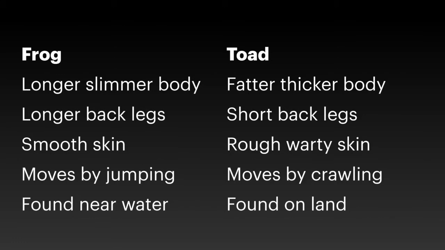Frogs tend to have smooth skin with a lighter color, and toads have rough, warty skin and tend to be darker colored. The reason the frog has those longer legs, it moves by jumping, whereas the toad generally moves by crawling along. And frogs are generally found near the water. They need the water to live, whereas toads are generally found on land.